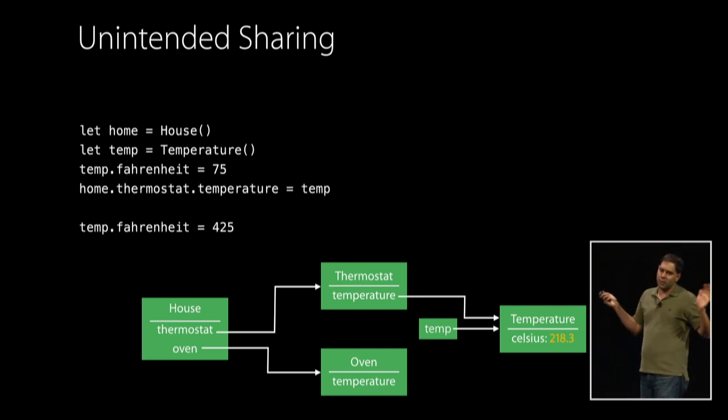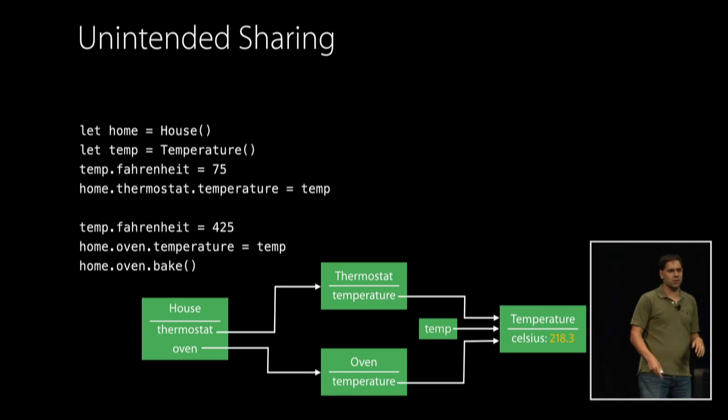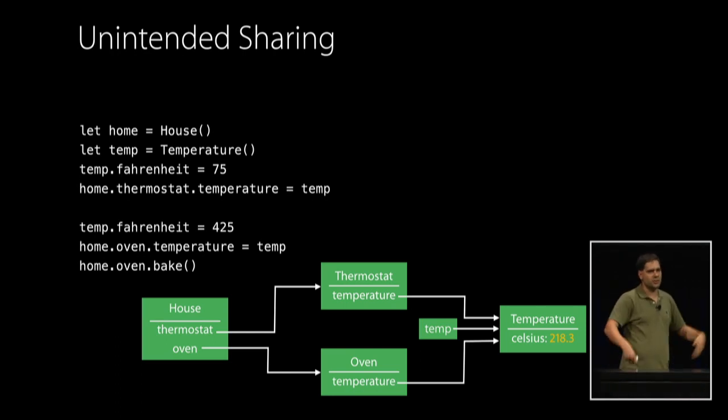Okay, at this point, it was already game over, but just for good measure, let's wire our thermostat to our oven, because we've lost already. So what did we do wrong? Well, in this world where you have reference semantics, you want to prevent sharing, and so you do copies.